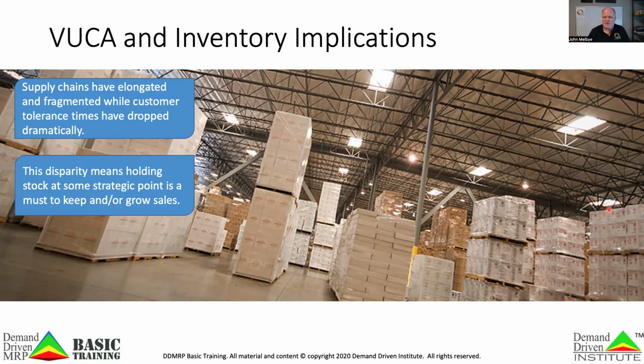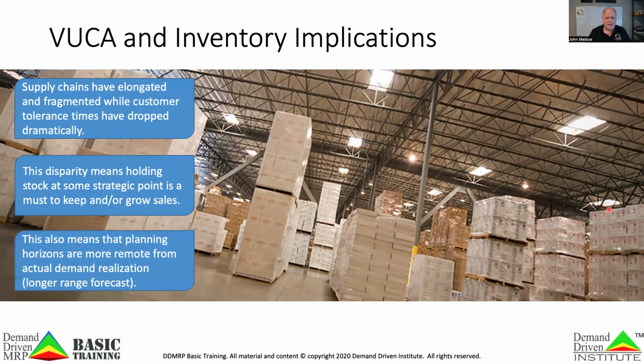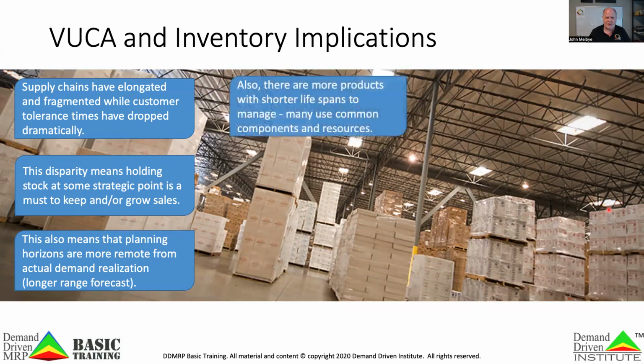Why? Because if we have inventory at a certain spot, we can guess the time period, or predict the time period, much more accurately from that point to our finished product. And then we determine that if the customer is willing to wait that period of time, then that is enough, and we strategically position inventory in those locations. What also happens is that our planning horizons are much more remote from the actual demand, meaning we have to make a longer range forecast. And there are more products with shorter lifespans to manage. Often they're using common components and common resources in the production.